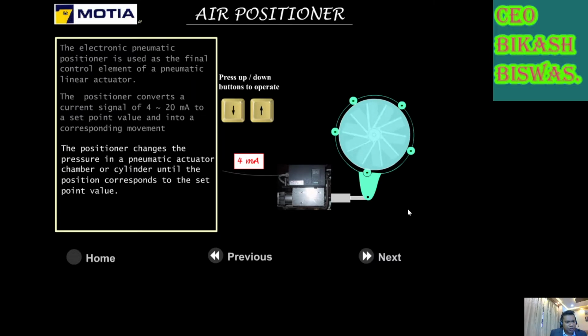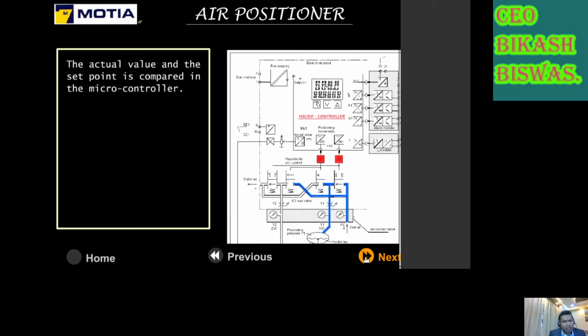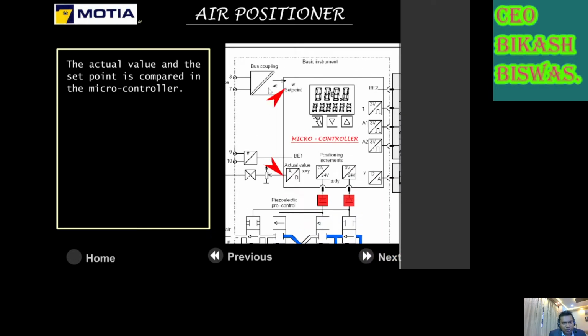Next, now you see how the current signal is getting converted to the air pressure. That we want to know. This is very, very interesting, and if you know this properly, most of the problems are going to be solved. This is the very basic of the IP positioner. What is inside an IP positioner? So you see, let us take a closer view.